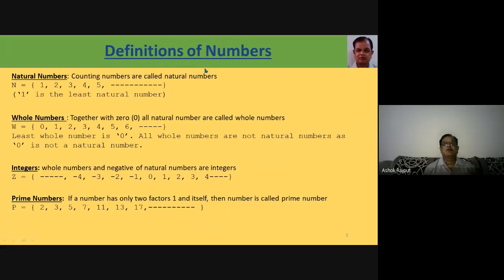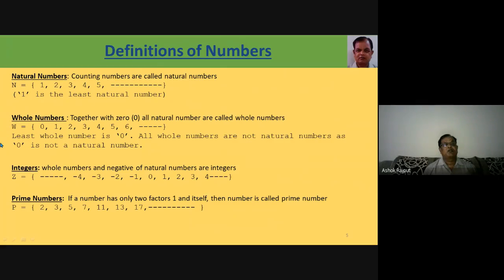Now the definitions of numbers. Natural numbers: counting numbers are called natural numbers. It is denoted by N, as written: 1, 2, 3, 4, 5, up to infinite. These are natural numbers. 1 is the least natural number.